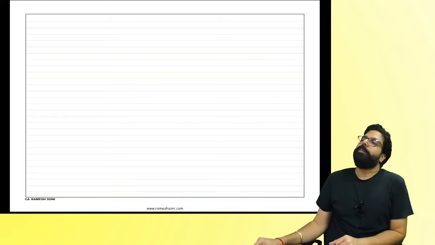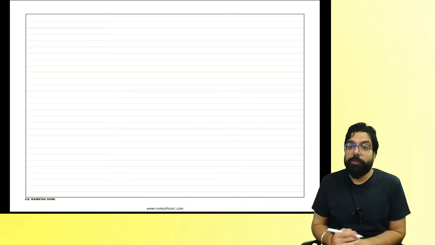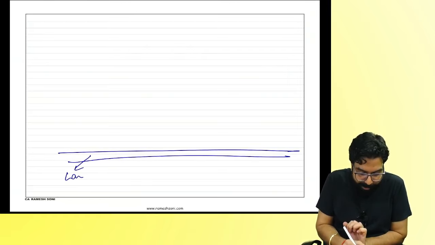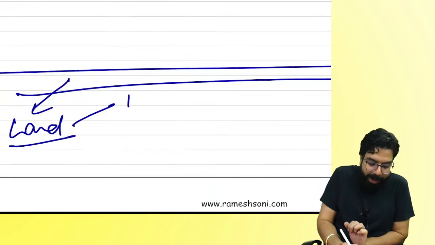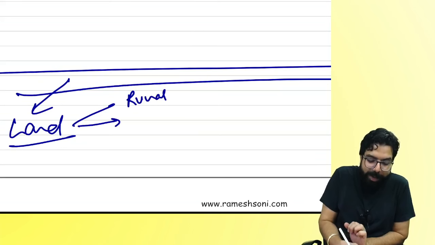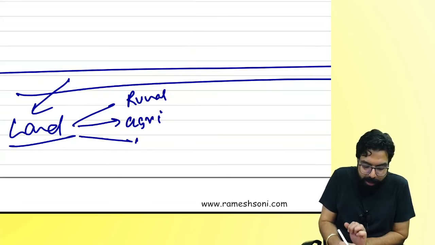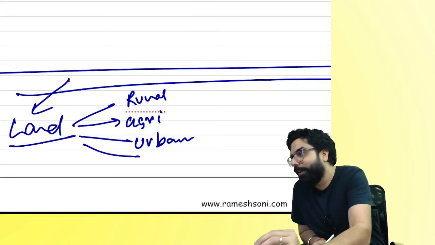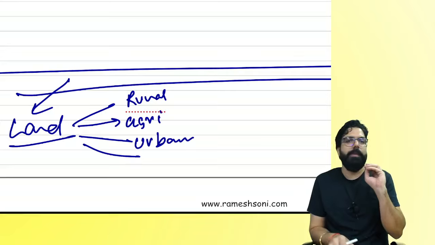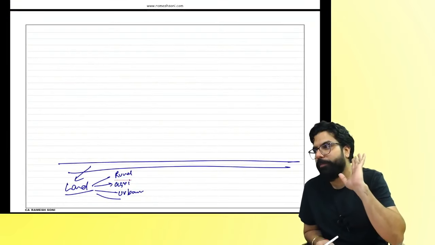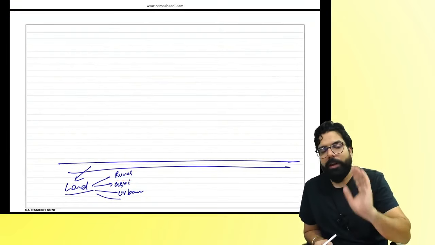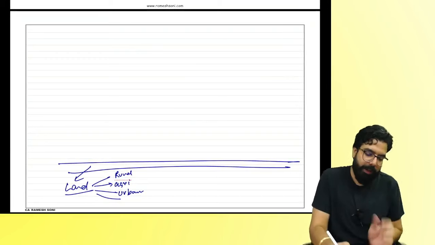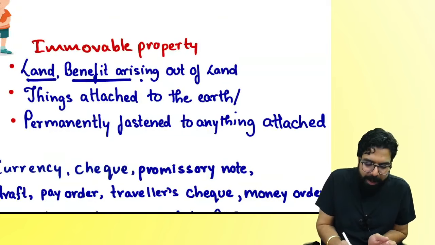Now, land. Land can be rural land, agricultural land, urban land, city land, village land, baba, whatever land it is. Land is always immovable. Are we clear, everyone? First thing clear to all. Can I go ahead, everyone? Land is land and land is always immovable. Okay, sir. Then, benefit arising out of land.